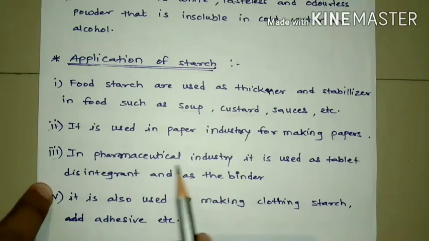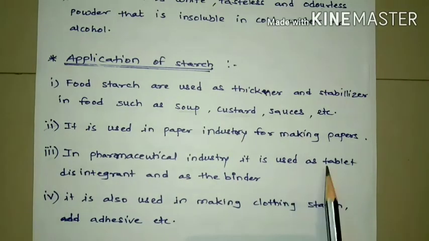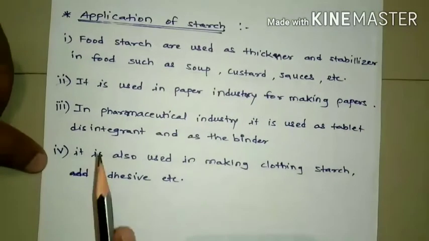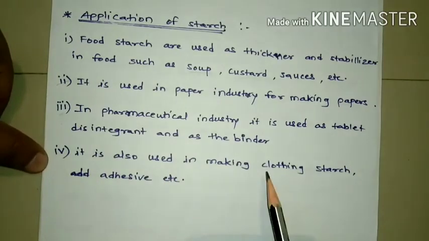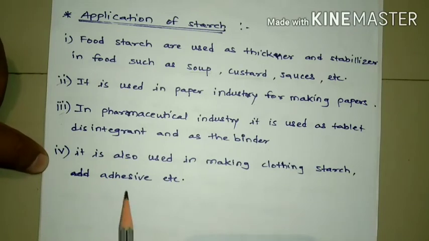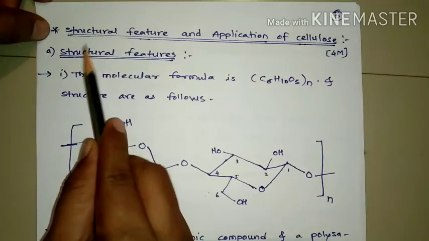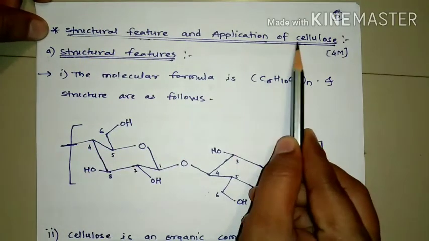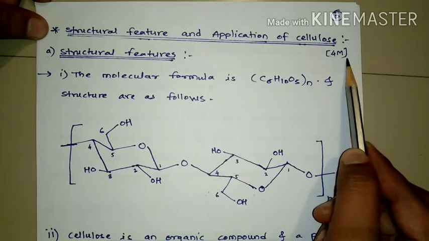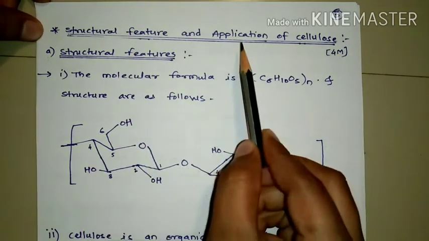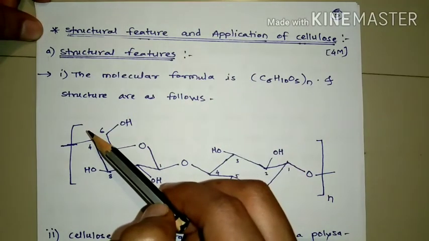Third one, in the pharmaceutical industry it is used as a tablet disintegrant and as a binder. And the fourth one is it is also used in making clothing starch and adhesives. Then the next point is structural features and application of cellulose. It is for 4 marks. In the previous point we completed the structural features and application of starch.